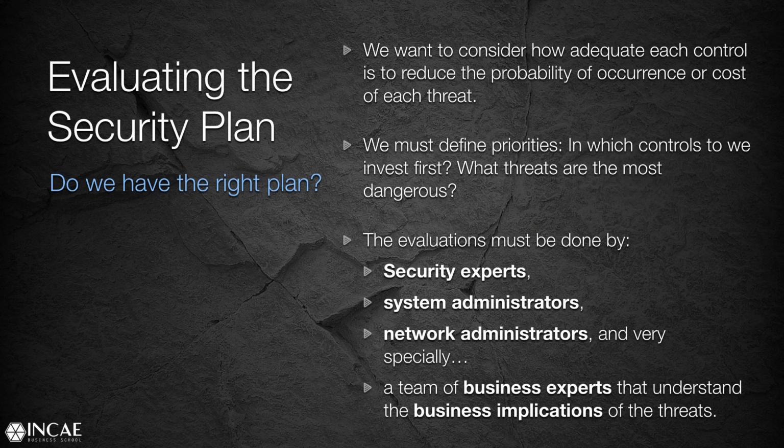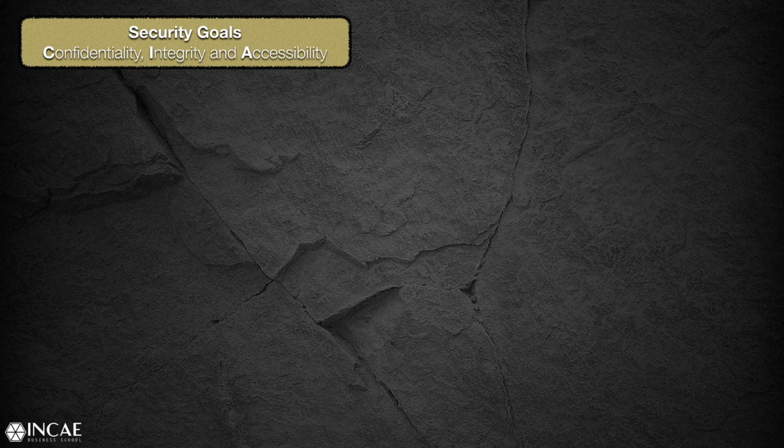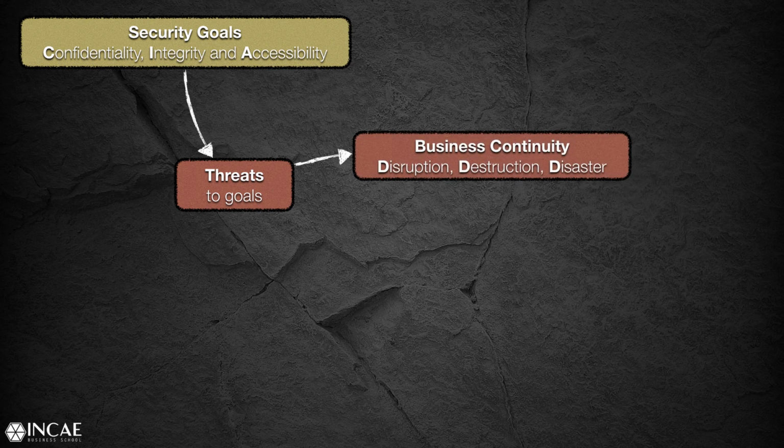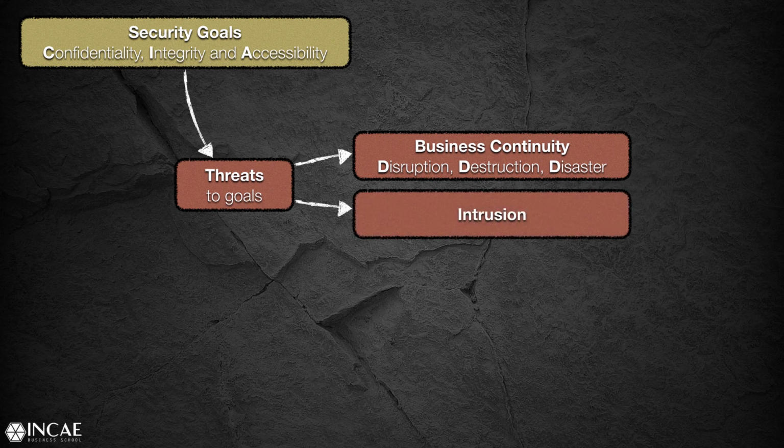So let's wrap up with a summary. We started off by mentioning that security has three goals, which were confidentiality, integrity, and accessibility of our data and digitized platform. We know that these security goals were at risk because of threats. And these threats came in two flavors, or there are two types of threats. The first one we mentioned are business continuity threats, which involve destruction or disaster. The second type, and perhaps more common or intuitive one, is the threat of intrusion.